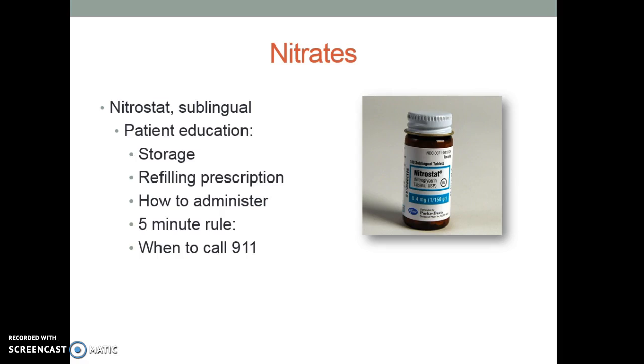Okay, it's important for the patients to know how to administer and when to call 911, and also that they should sit down if they're giving themselves sublingual nitro because of the risk for orthostatic hypotension. Okay, you call 911 when chest pain is unrelieved by one sublingual after 5 minutes.